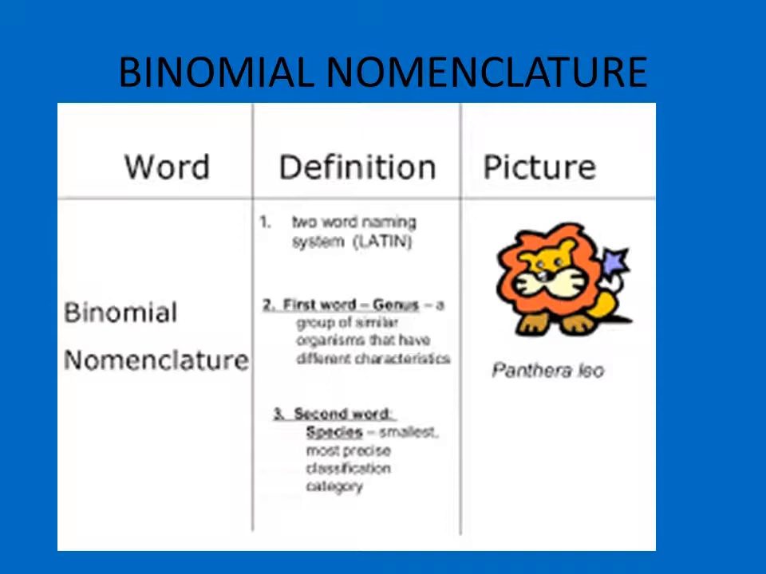For example, here I am giving you the picture of a lion, and the name of the lion according to binomial nomenclature is Panthera leo. Here Panthera indicates the name of the genus, and I'm starting it with a capital letter, and leo indicates the name of the species, and the name of the species is always written with a small letter.